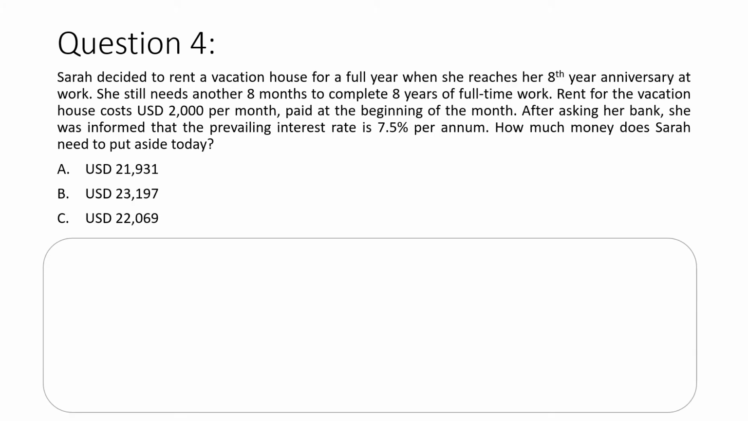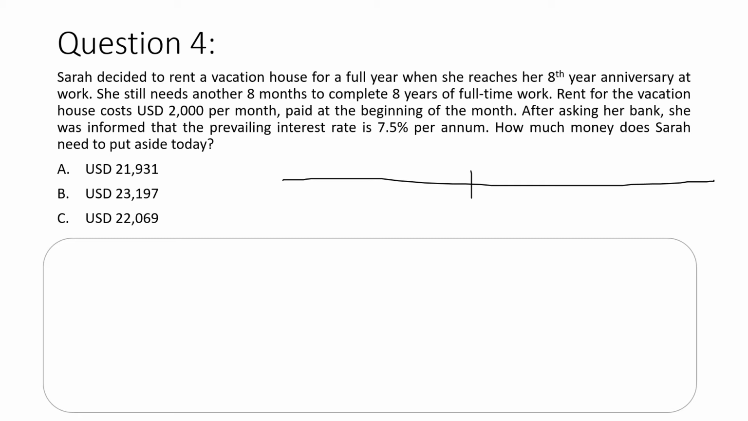So question number 4. Sarah decided to rent a vacation house for a full year after she reaches her 8th-year work anniversary, which happens to be after another 8 months. Now, obviously, this question is a multi-phase question. It has 2 steps. The first step, or the first phase, is the phase after rent, and the second phase is from today till that date.